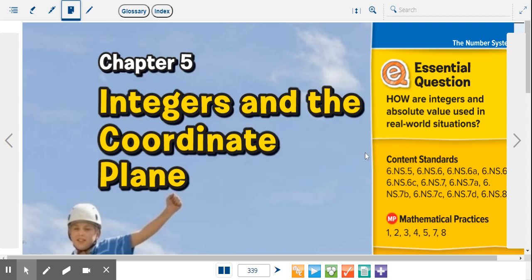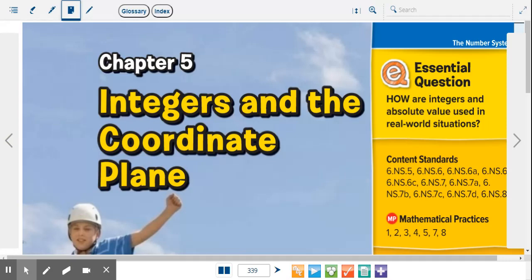All right, so we're going to start in chapter 5 today since we finished up the chapter 4 test. Chapter 5 is all about integers in the coordinate plane. So the coordinate plane is when you graph. We've talked a little bit about it already this year, but we haven't really talked much about integers. Does anybody know what an integer is? Anybody have an idea of what an integer is?